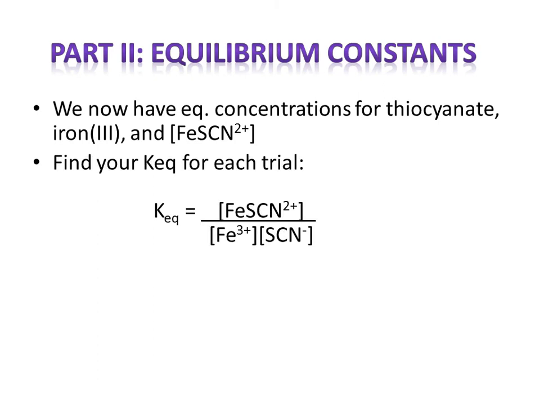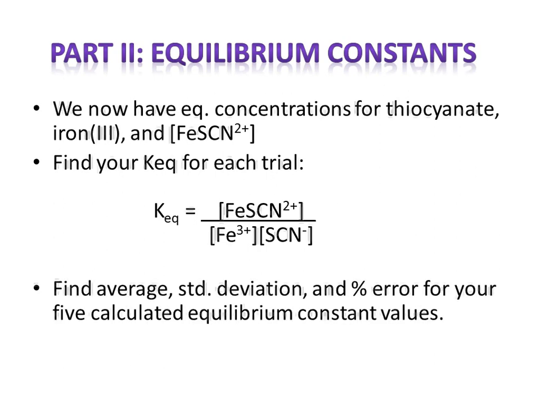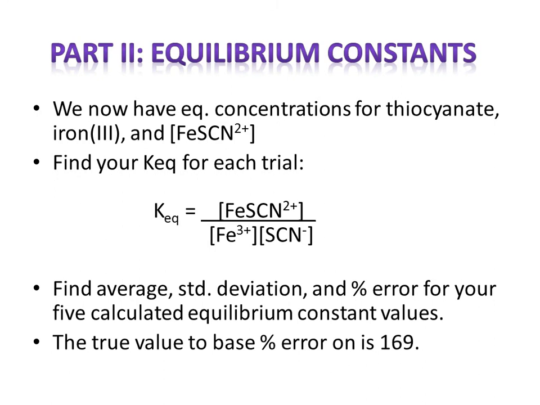So we can start plugging in our equilibrium concentrations for each trial and solving for a KEQ for each of the 5 trials. You want to find an average of these KEQ values, find your standard deviation, and find your percent error based on the true value of 169. Keep in mind, if you're less than 10% for your percent error, you are considered accurate.